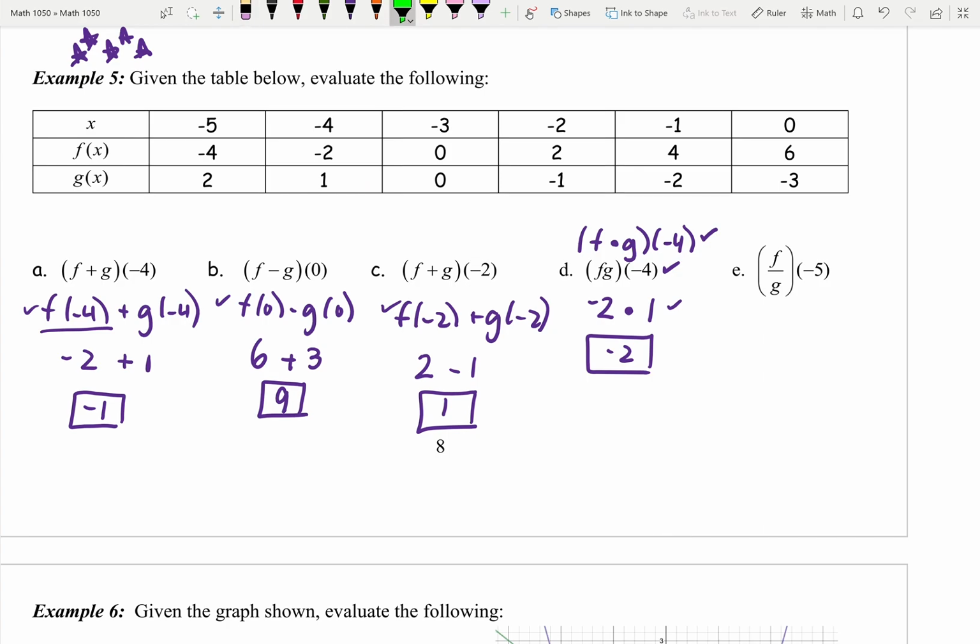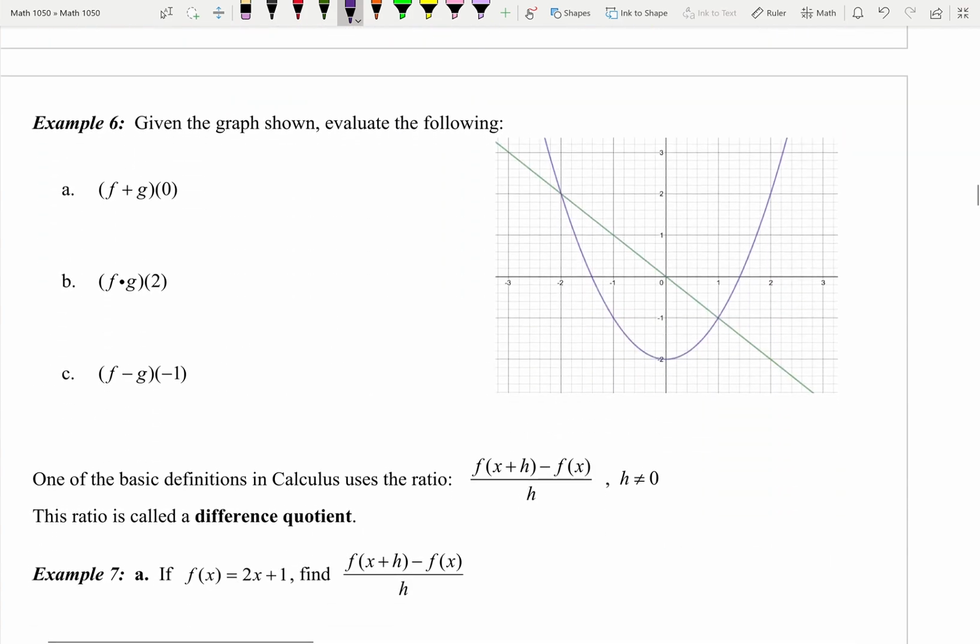Okay? Question E, f of negative 5. So you go right here where x is a negative 5. F of x is negative 4. What would be your g of x? 2. Now, you can't leave it like that. You have to divide it out. You get a negative 2 and you're done.